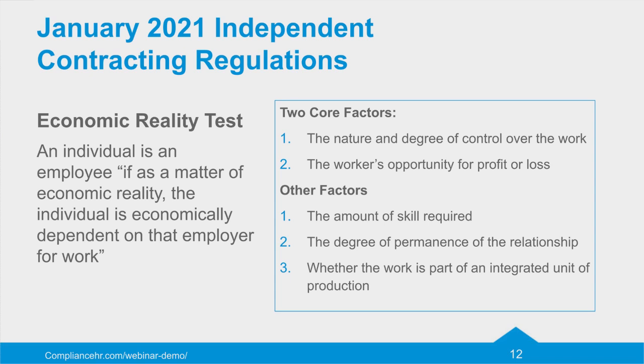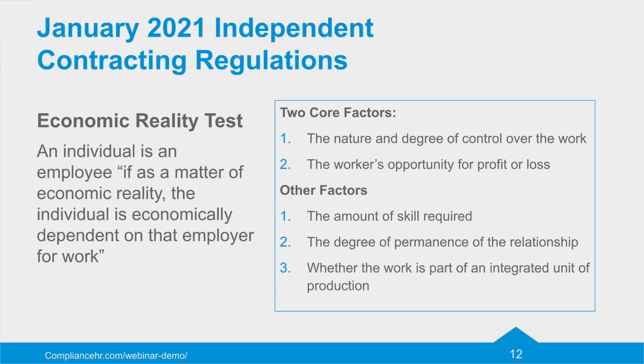So here is the economic reality test there on your screen. An individual is an employee if, as a matter of economic reality, the individual is economically dependent on that employer for work. Now, the controversy for these regulations was about the factors and the analysis used to make that economic dependence determination. Different courts had adopted different factors. Some had 5 factors, others 6 factors, and the DOL had looked at 7 factors. In the regulations, the DOL adopted 2 core factors: the nature and degree of control over the work and the worker's opportunity for profit or loss. If those factors pointed in opposite directions, then DOL would look at 3 additional factors that are on your slide, and more on that substance later.